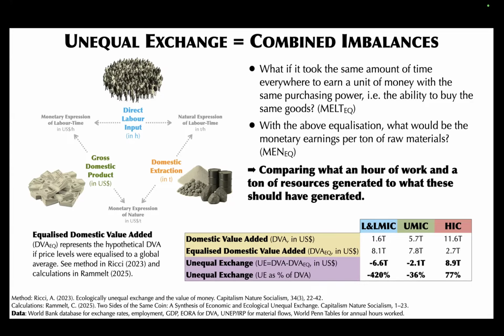We're also asking what would the monetary earnings be for a ton of raw materials if those price levels were the same? And then if you combine these imbalances, you get, as you see in the table, a much larger, a much more extreme unequal exchange, with low and lower middle income countries actually giving a 420% discount on their exports, and high income countries also having, what is it, an 8.9 trillion surcharge that they're gaining when you combine these things. So there's some references below of authors trying to do this combination.